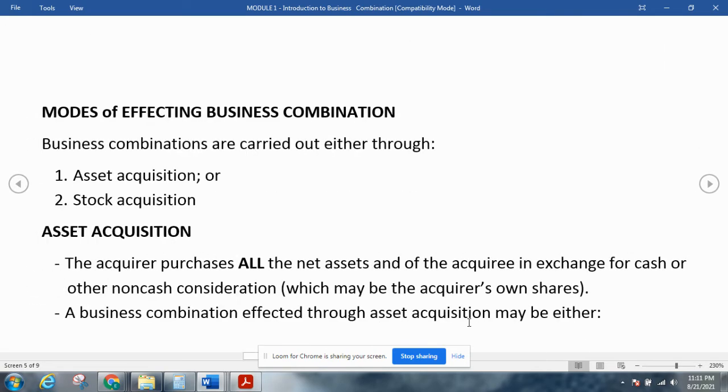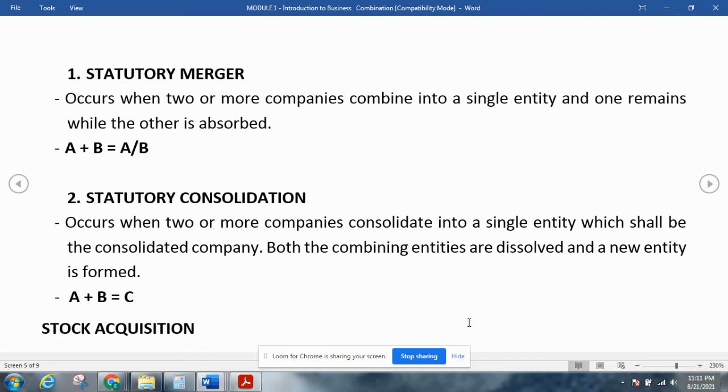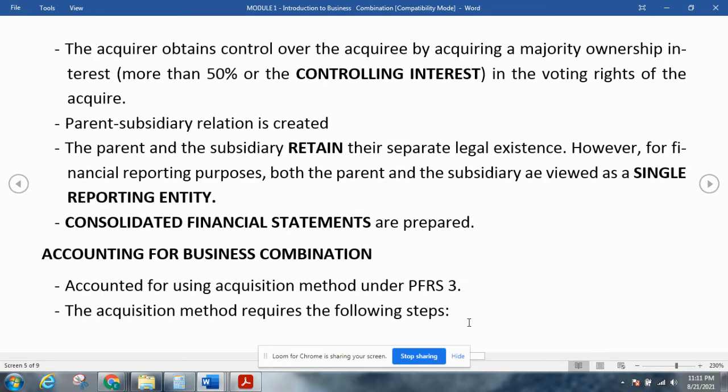So that is the difference between asset acquisition and stock acquisition. For asset acquisition, we have statutory merger and statutory consolidation. While in stock acquisition, this is the acquisition of controlling interest over the acquiree or the subsidiary.